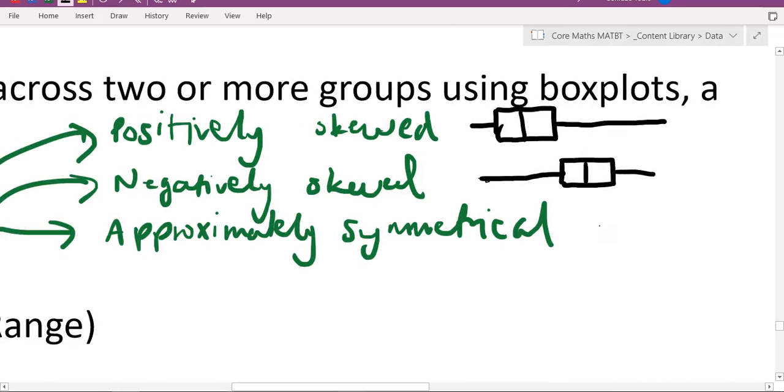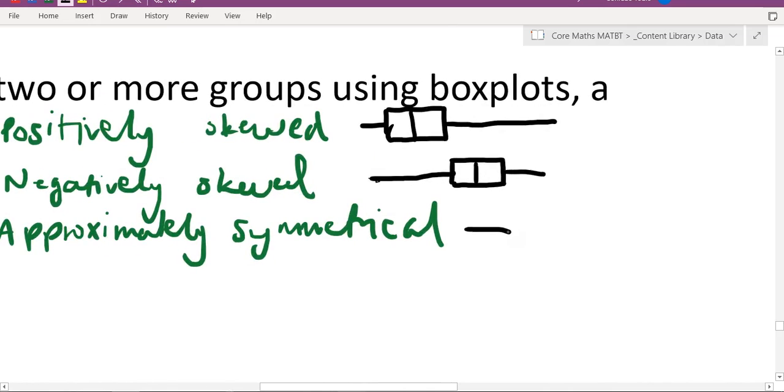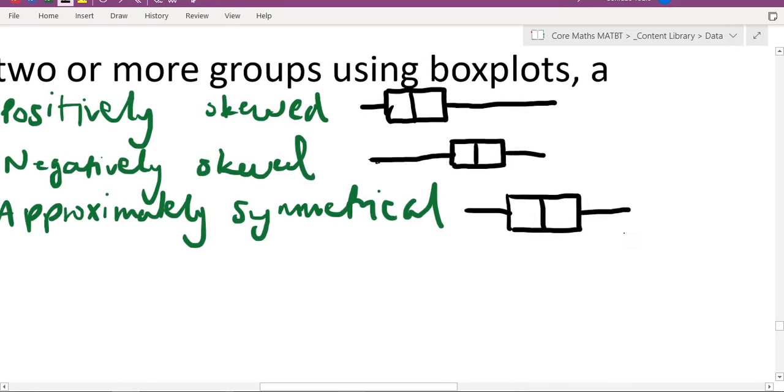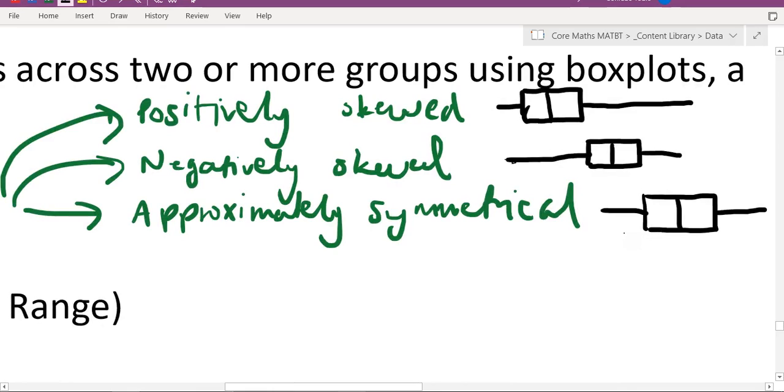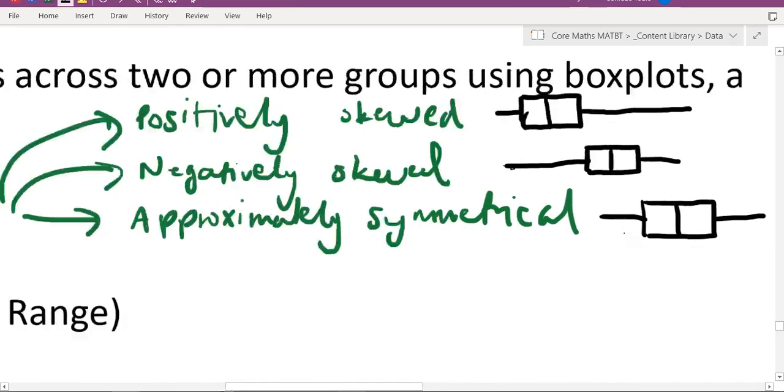And approximately symmetrical would mean that your box plot is mainly in the middle, and so is your median. So it might look something like that. So it's mainly in the middle. Okay, so that's what those shapes might look like. And we'll go through more of that as we go.